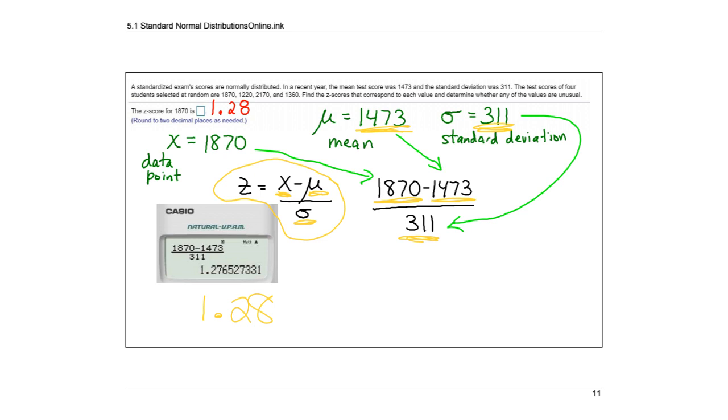They're then going to ask you to do the remaining problems. For the remaining data points, you're going to do exactly the same thing. All you're going to change is the data point in the beginning of the formula. The mean and the standard deviation are going to stay the same. And then if any of those are greater than 2 or less than -2, then you're going to be unusual.